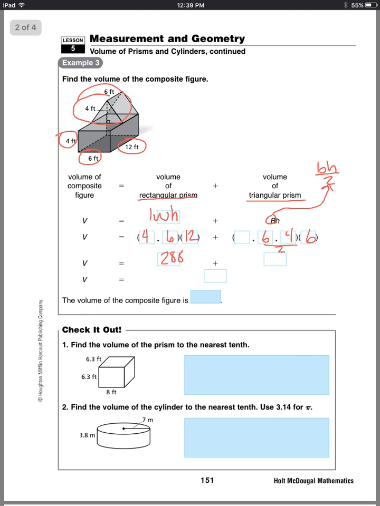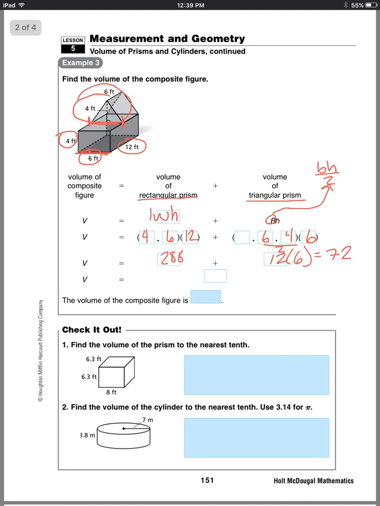Now, I kind of jumped ahead on you, and the base doesn't actually have a number on it, right? But it fills up from this side of the rectangle to this side of the rectangle, correct? And because it fills up from one side to the other side, we can say that the base of that triangle is how wide the rectangle is, which was 6. So 6 times 4 is 24, divided by 2 is 12, and then we multiply that by 6 and get 72. Okay? So the volume of the triangular prism was 72.